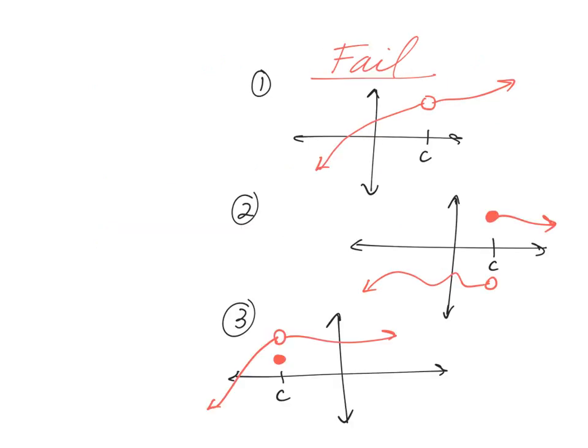Here are some visual examples of each part of the definition failing. So in my first example here, this is an example of the function value not existing. If you look at our x value in question, c, if we go up to the function, there's a hole there. Therefore, the function value does not exist. Therefore, this function would not be continuous at the x value of c.